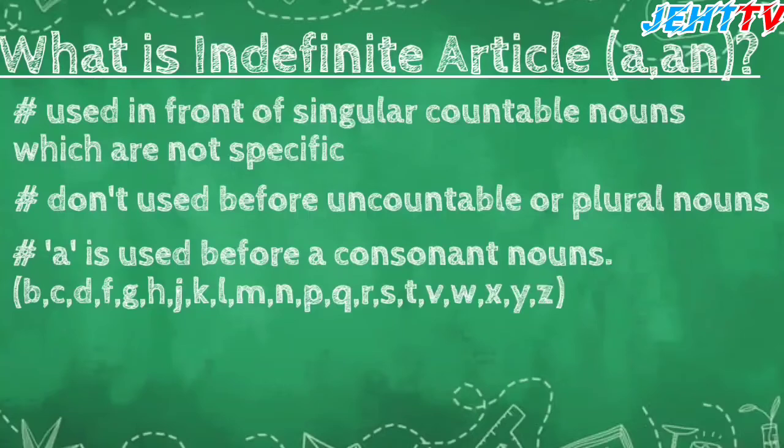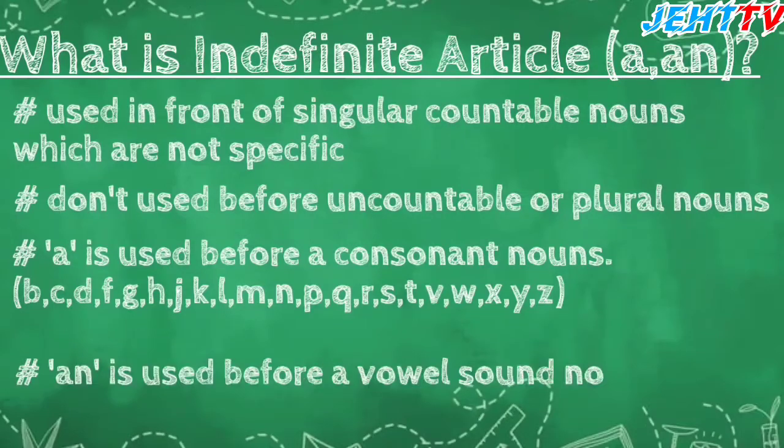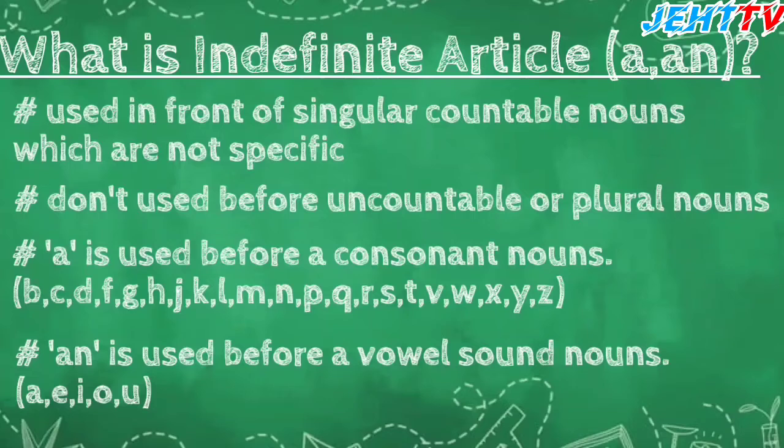Then, a is used before consonant sound nouns which are B, C, D, F, G, H, J, K, L, M, N, P, Q, R, S, T, V, W, X, Y, Z. And an is used before vowel sound nouns which are A, E, I, O, or U. This one is not about the letters A, E, I, O, or U. It is the sounds of the nouns.